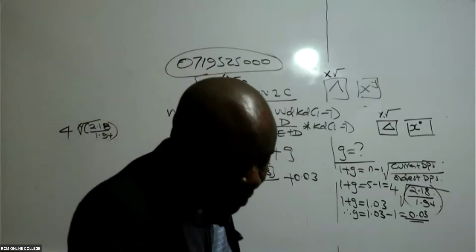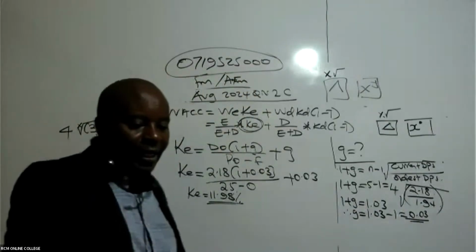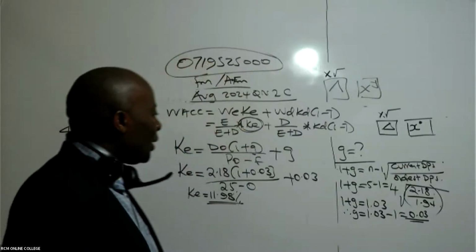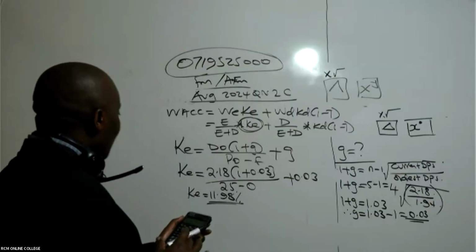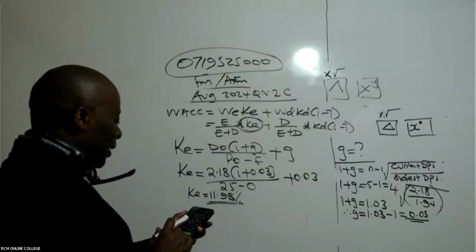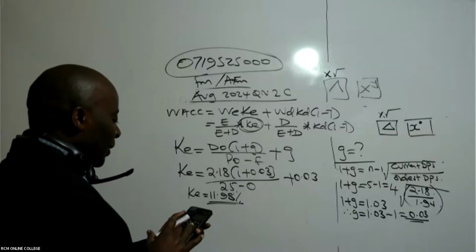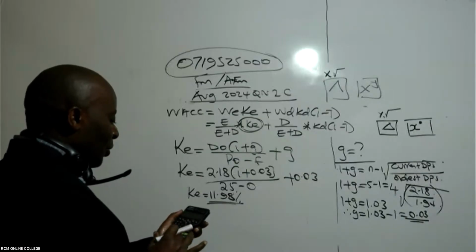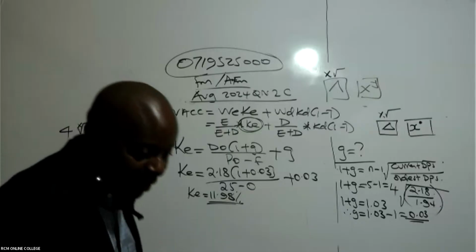Is there somebody who is able to get this 11.98%? Angie has gotten this. So Owinda, I can most certainly guess what you did. I'm 100% sure you used this normal square, 2.18 divided by 1.94, then equals. Yeah, I can see.